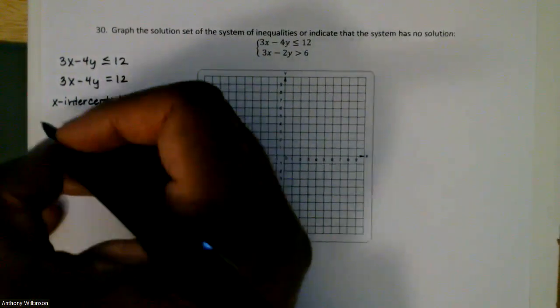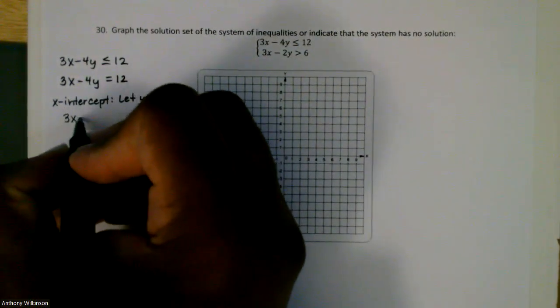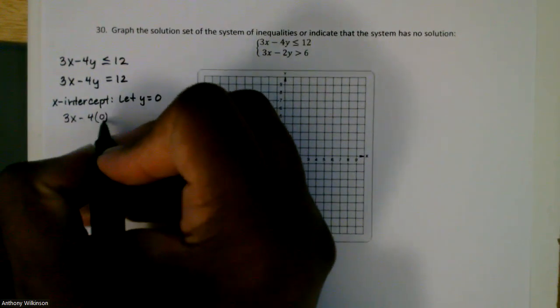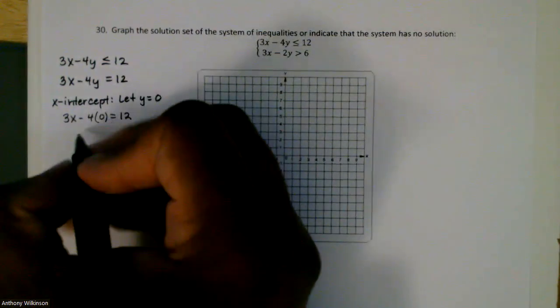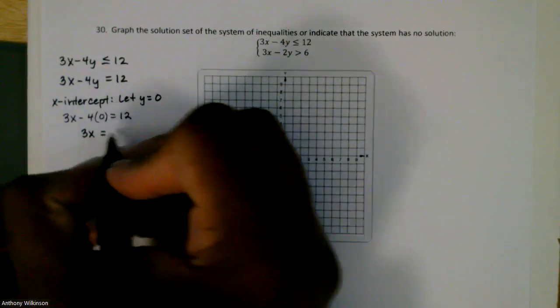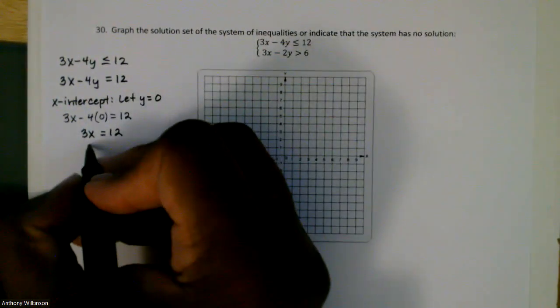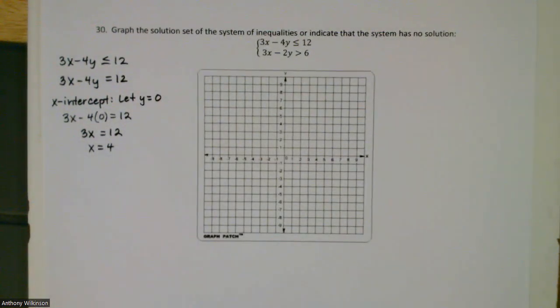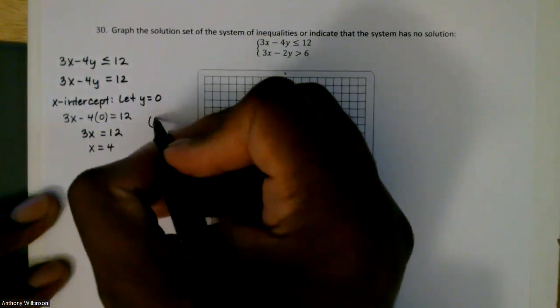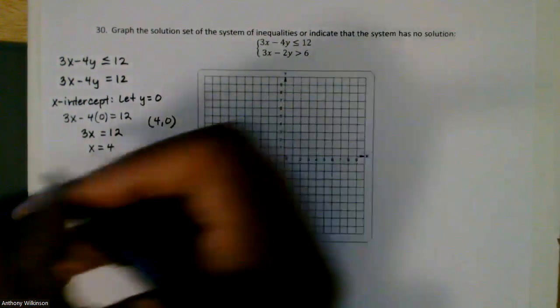So in this case here, this y will be 0. So I have 3x minus 4 times y is 0. That's equal to 12. Now 4 times 0 gives you 0. So that means 3x is equal to 12. And what number times 3 gives you 12? That'll have to be 4. So your x-intercept is the ordered pair 4, 0.